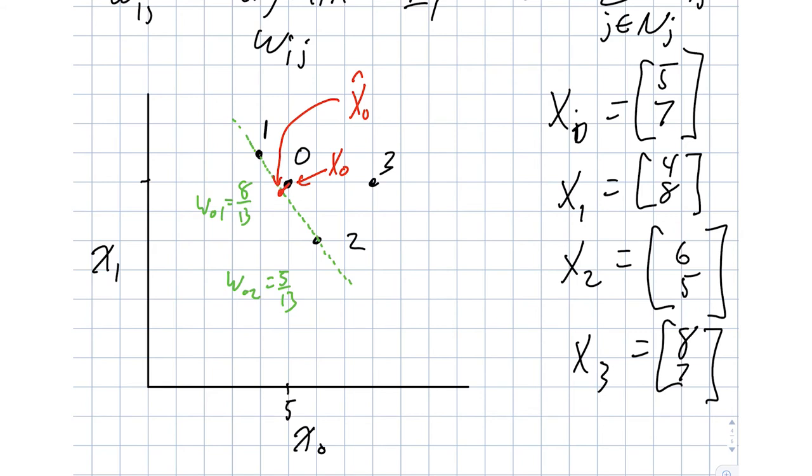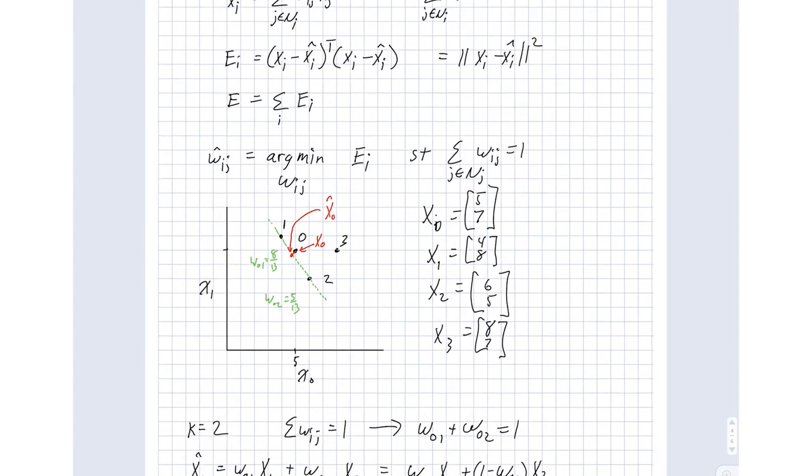So with a neighborhood of just two samples, we cannot perfectly capture where x0 is. We can come close, but we can only express solutions that sit on this line between one and two. So let's actually work out exactly where that point is.